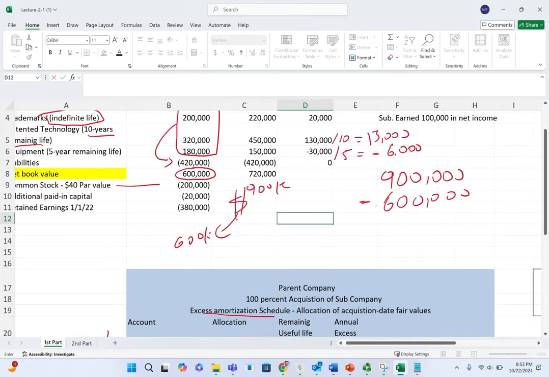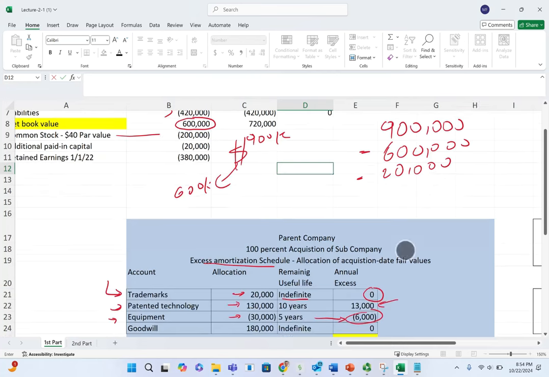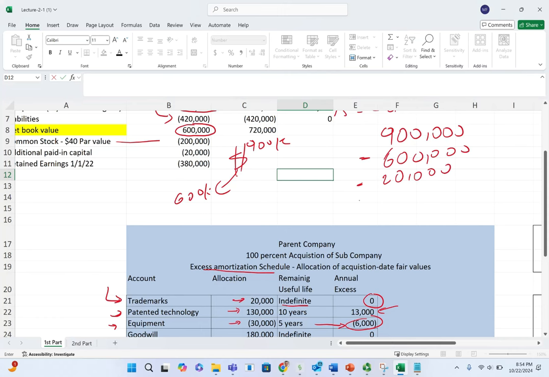So of the 900,000, I would allocate 600,000 to the book value. Then I also paid 20,000 for the trademark, and 130,000 for the patent. And I basically saved 30,000 on the equipment. Let's do it step by step. If I take 900 minus 600, first I'll get 300,000. Then I take the 300,000, reduce it by the patent and technology 130, the trademark 20, then add the depreciation savings, and what I'm left with is 180,000.